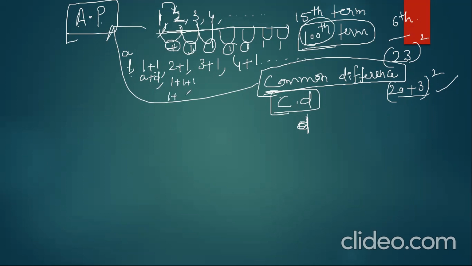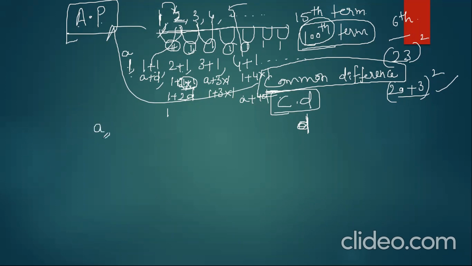So this is again A plus 2D. Can I write A plus 3 into 1, right? 1 plus 3 into 1. Here, 1 plus 2 into 1, and 1 plus 4 into 1. That is A plus 4D, A plus 3D. First one is A, second one is A plus D, next A plus 2D is the third, A plus 3D is the fourth, A plus 4D is the fifth term. It goes on like this, right?